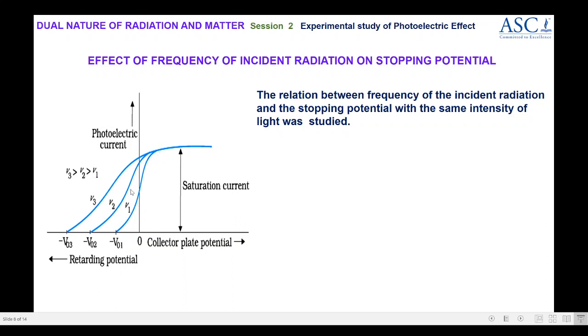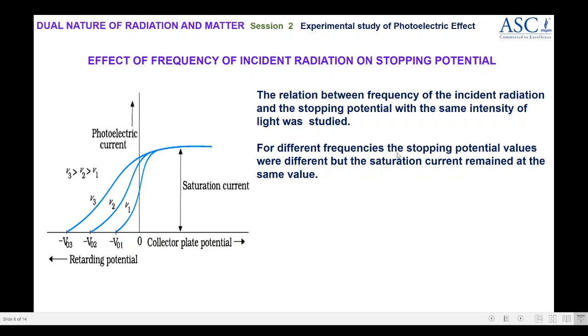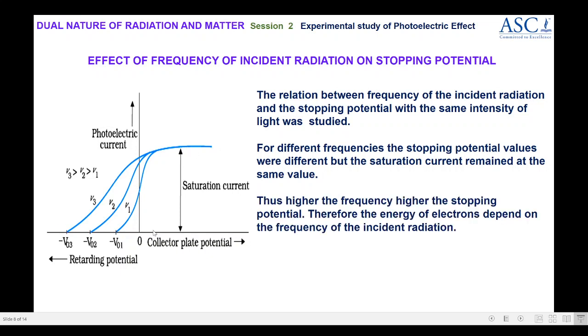When the frequency was increased from nu1 to nu2, the stopping potential was different, which is V02. And for the third observation, where again you further increase the frequency, the stopping potential also increases, which is given by V03. But if you observe, the saturation current for all the three cases remains the same. So if you repeat the experiment for different frequencies, the stopping potential values were different, but the saturation current remained at the same value. Thus you have to understand that higher the frequency, higher the stopping potential.